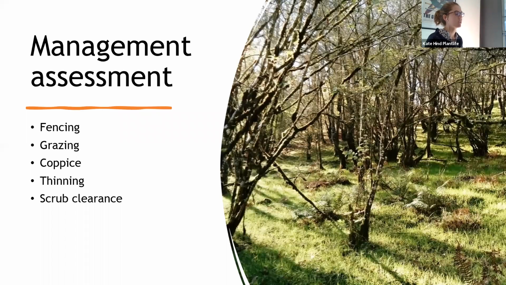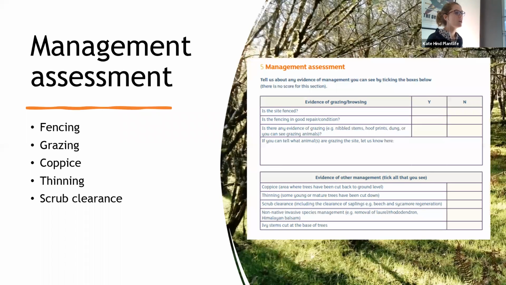And then the last section on here, the 5th section, is a management assessment. So we want you to look to see if the site is fenced, and is the fencing in good repair? Is there any evidence of grazing, and can you tell what animal it is? It might be quite obvious if you see some grazing cows in there working through, or it could be that you think it could be some deer because you've seen some hoof prints. So if you do have those, you can write that down in the comment box as well.